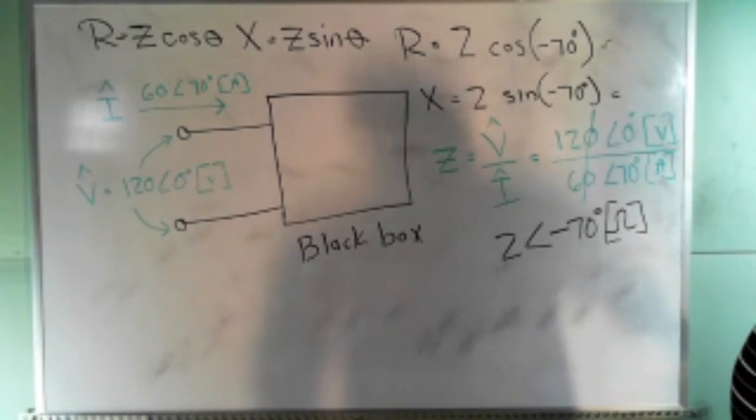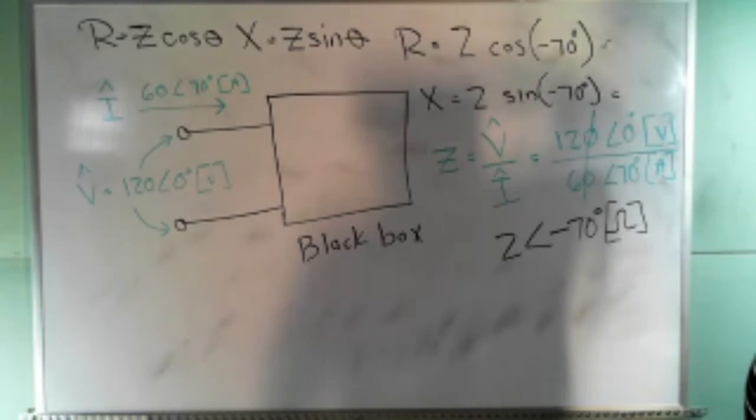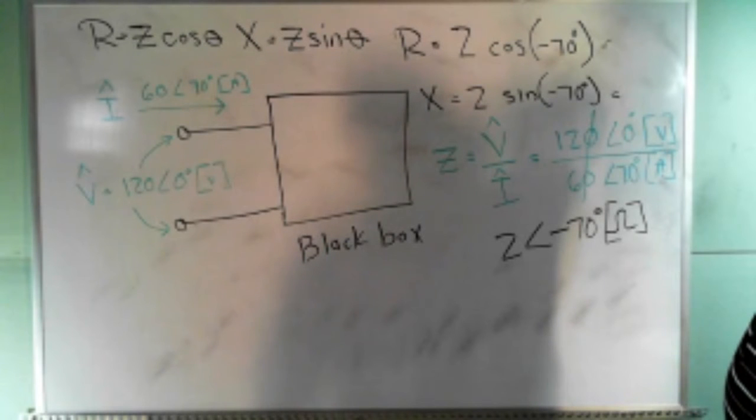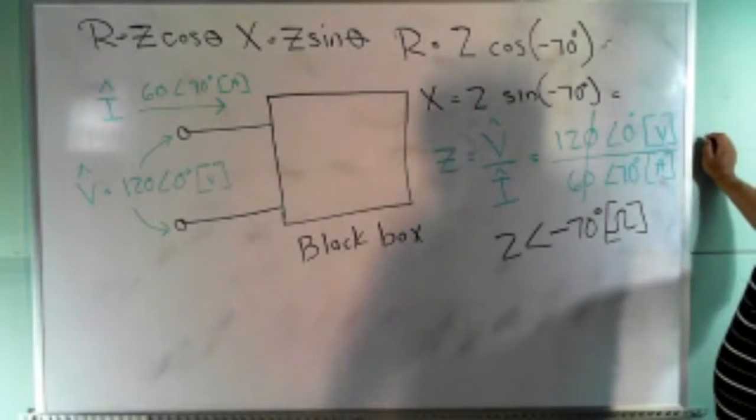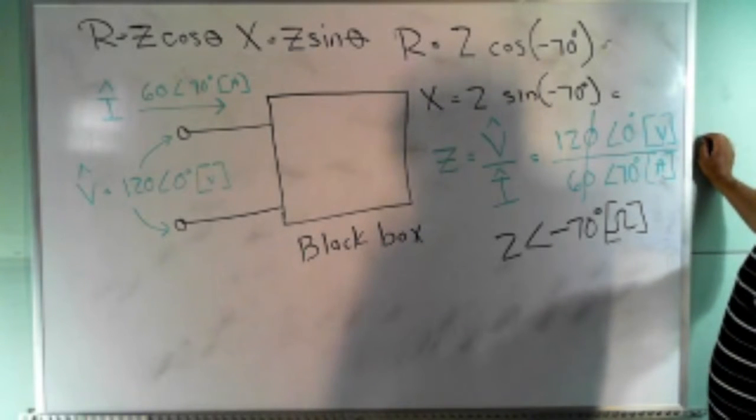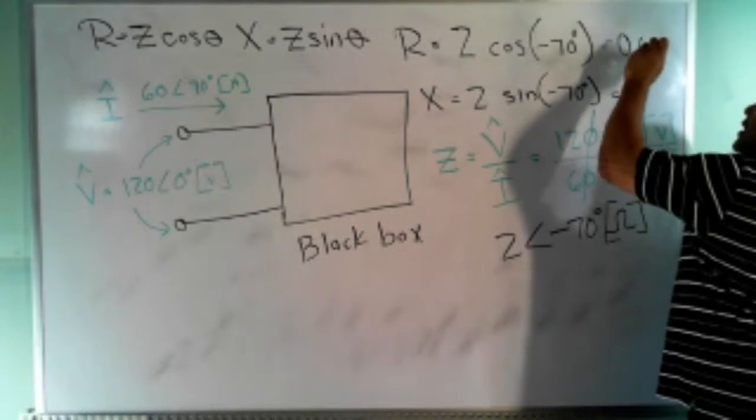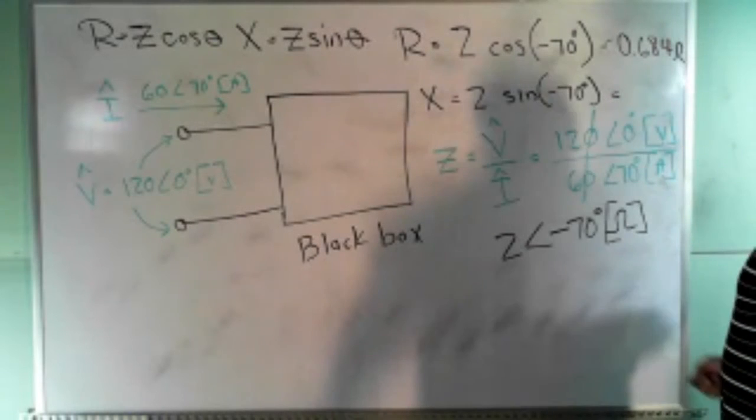What'd you get for R? For R, I got 684. No, I don't think that. 684, is that right? Oh, times 10 to the negative 3. 684 milli. So you got 0.684. Correct. All right, and what about here? I got negative 1.9. Rounded.